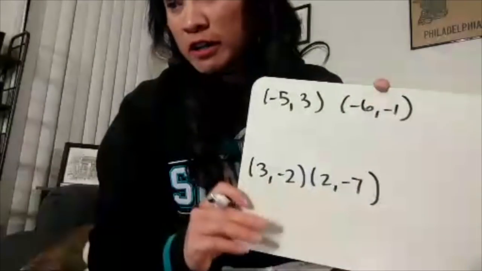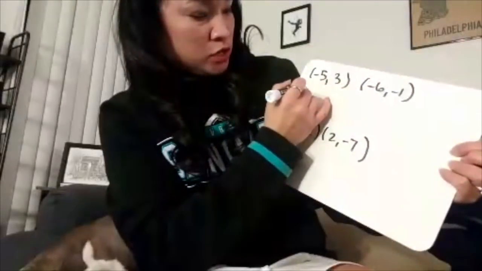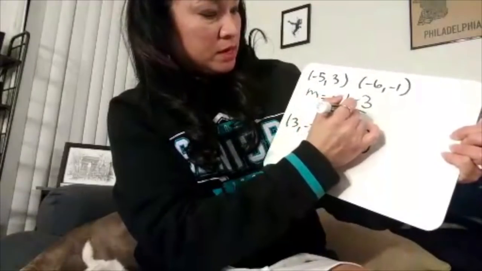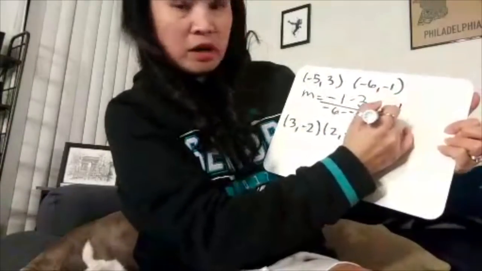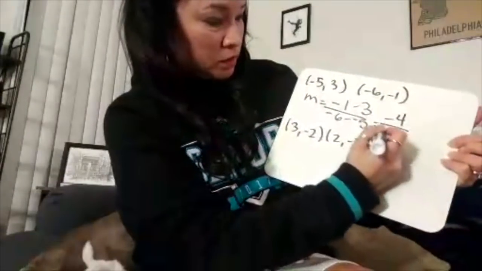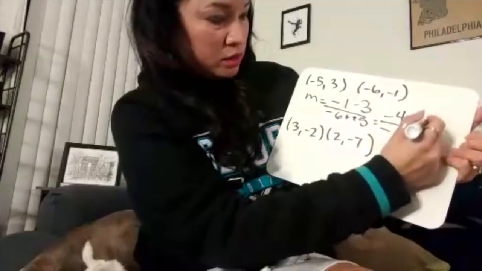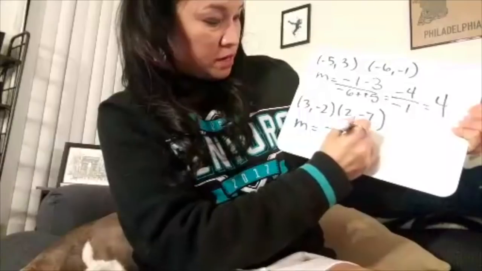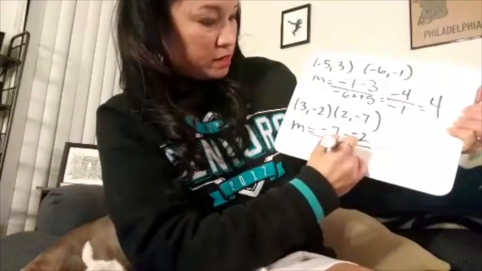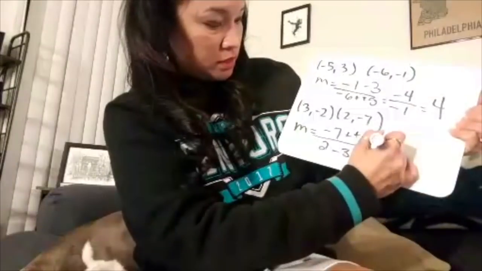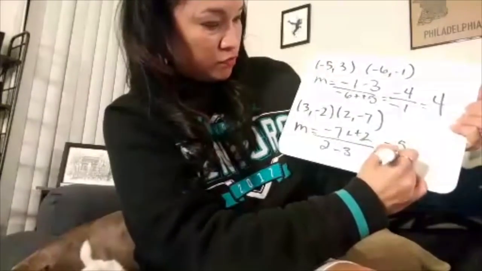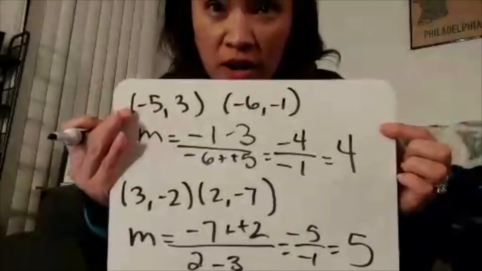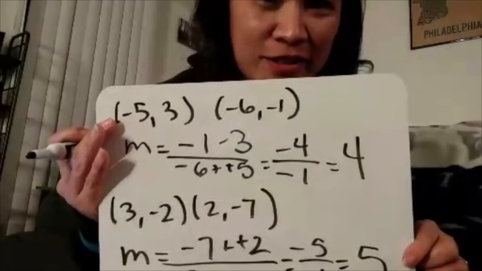Okay, hopefully you guys did monitoring progress 1. We're gonna do it here. So slope 1 is -1 minus 3 over -6 minus -5, which equals -4 over -1. Slope is 4. Next one, -7 minus -2 over 2 minus 3. That one equals -5 over -1, which equals 5. Are those two lines parallel? Does 4 match 5? No, it does not. That means they are not parallel.